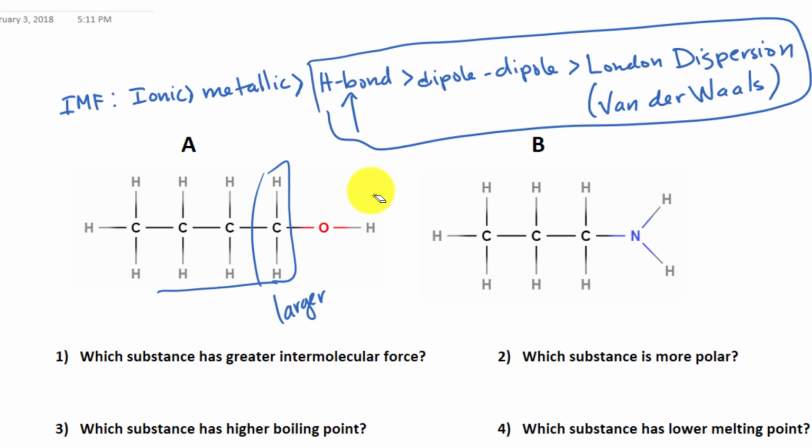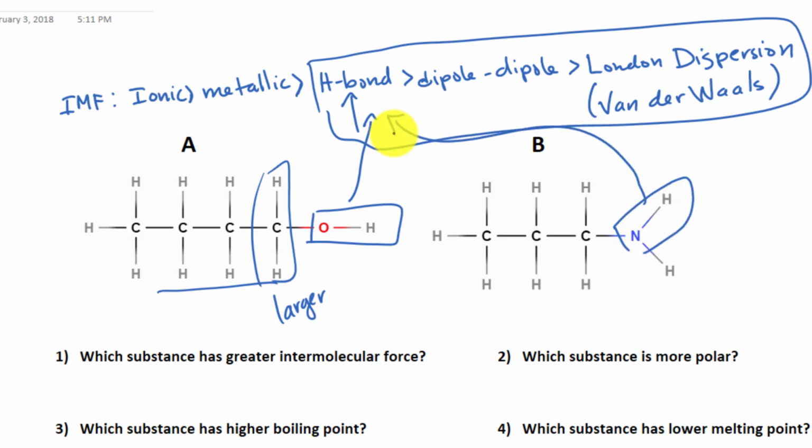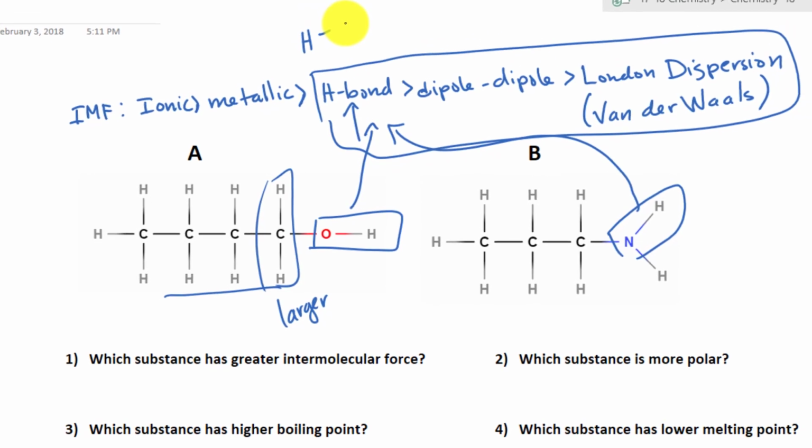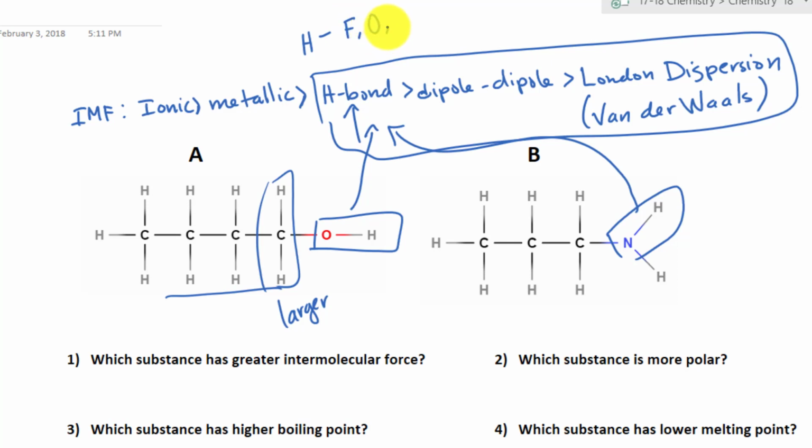Now let's look at the two compounds. Notice how they look very similar again, but if we look carefully, we have this part right here. This is considered a hydrogen bond. And over here, we also have a hydrogen bond. Because a hydrogen bond is referring to a hydrogen in a molecule bonded to fluorine, oxygen, or nitrogen. When we have that specific type of bonding, we know right away it is a hydrogen bond. But in this case, both of them have hydrogen bonds. So you cannot use hydrogen bonding to decide. So we look at something else.